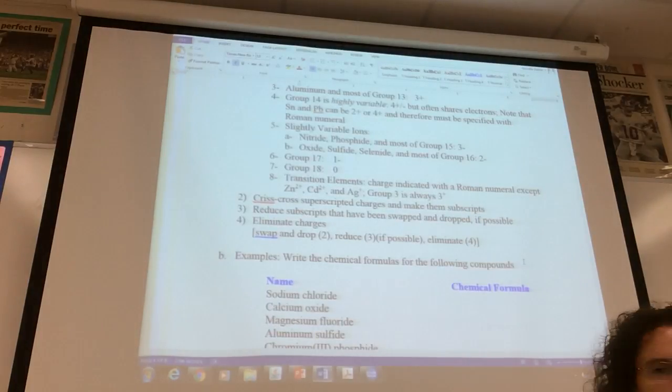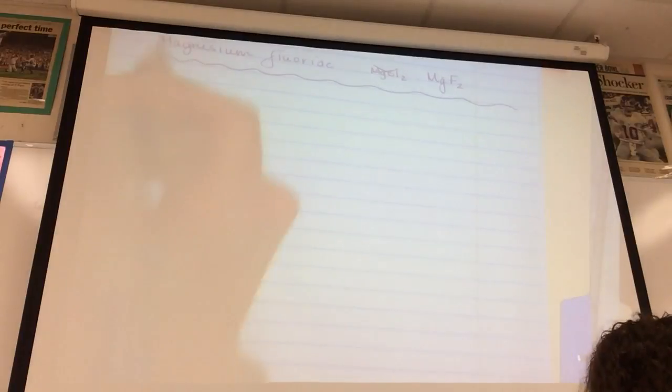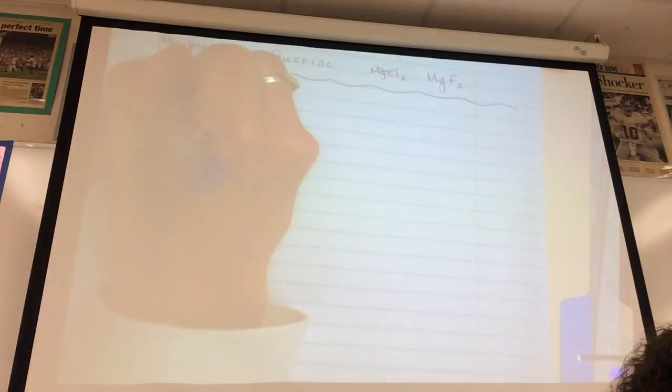So we're going to write the chemical formula for the following binary ionic compounds. And these you can write right into your packet. For example, the first one says sodium chloride. Oops, started to do it.